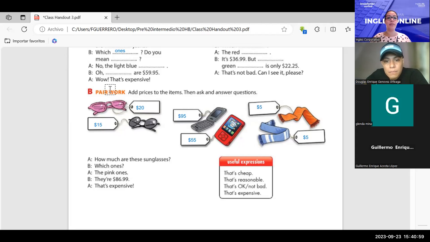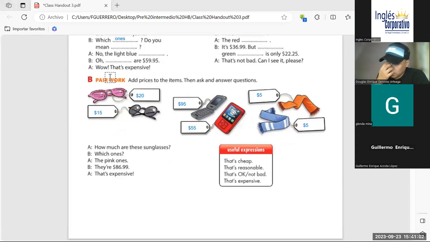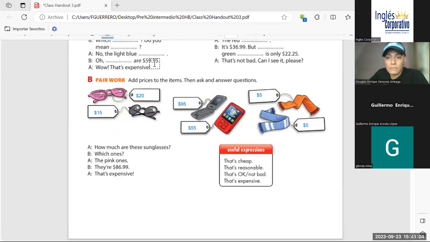Any other question? No question. Okay, so with that, let's see. We have a short sample conversation there. Can someone read the part A? Guillermo? Can you read this short conversation here? Tenemos una conversación corta ahí.